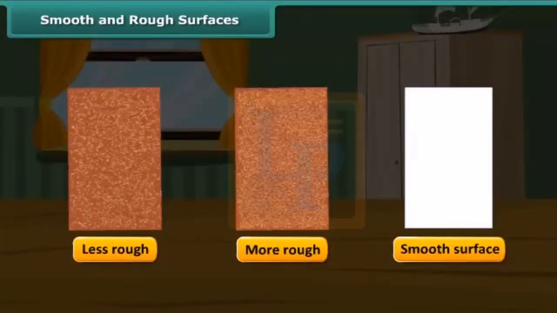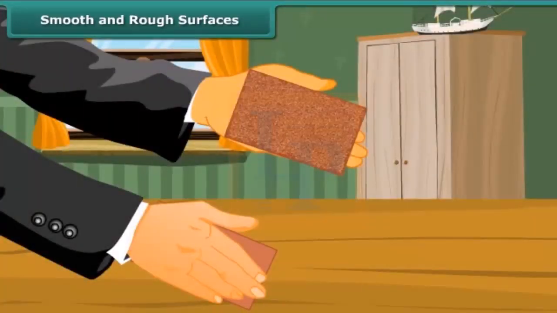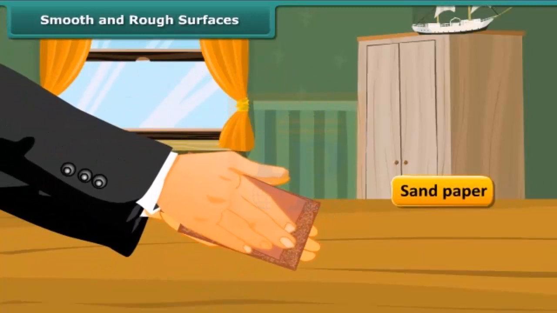Some surfaces are smooth and some are rough. Some are less rough and some are more rough. Even a smooth surface has some irregularities, roughness on it. For example, when we try to move one sandpaper over the other, the movement is not smooth.